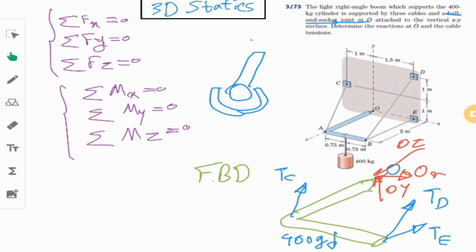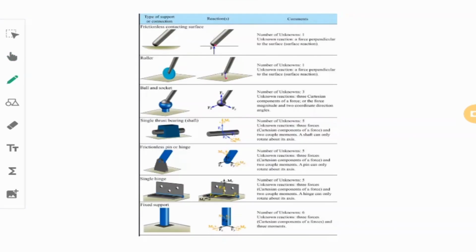But the question is, what about different joints? This is ball and socket. What about different rollers and different cables or slots? What do we do there and how many unknowns do we need to put there? To answer these questions, there are very good tables which can help you to find the reactions related to different joints.